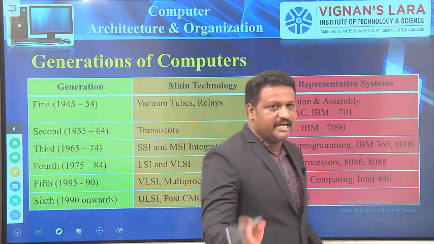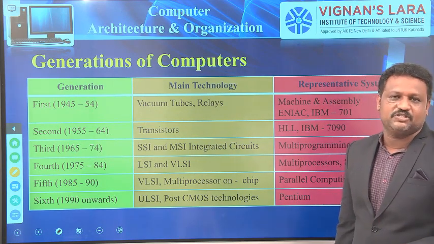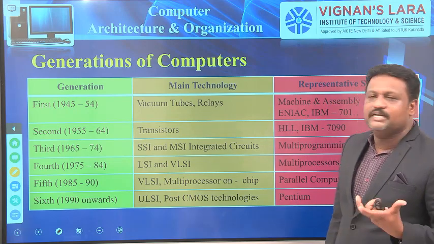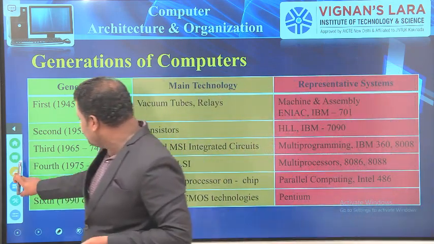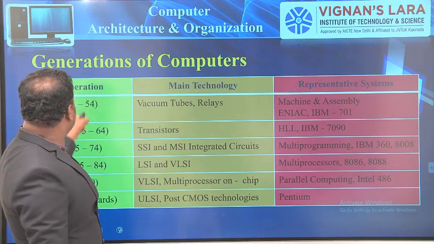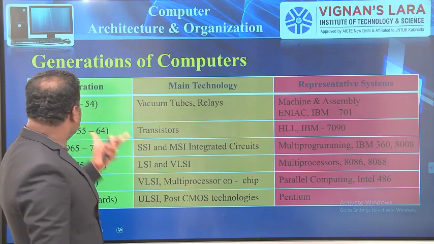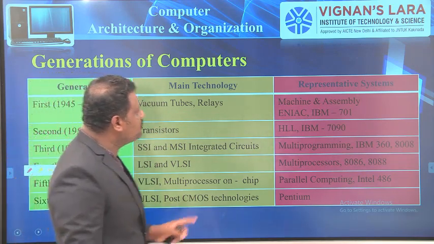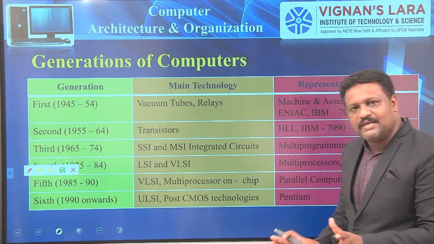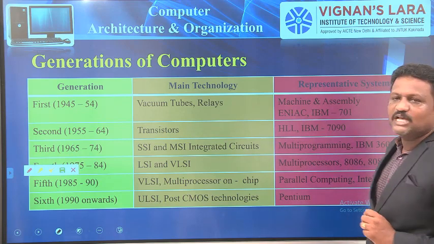Right, this is your last one. This particular table gives us an idea of the generations of computers. Here I have mentioned a total of six generations. These generations depend on the technology used in making them, and the prospective systems. The first generation was designed purely with the help of vacuum tubes as well as relays. The duration is 1945 to 1954. In those systems, machine language and assembly language were the two languages used for programs. Example systems are ENIAC and IBM 701.